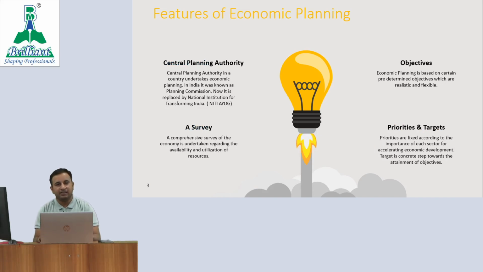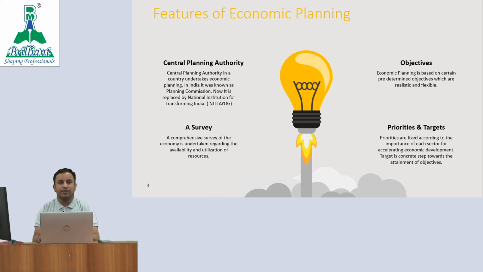Now, let us have a glance at the different features of economic planning. The first feature is that it is done by a central planning authority. The Central Planning Authority undertakes the economic planning in India. Prior to 2014, this economic planning was undertaken by the Planning Commission. Now this authority has been replaced by the National Institution for Transforming India, which is also known as Niti Aayog.